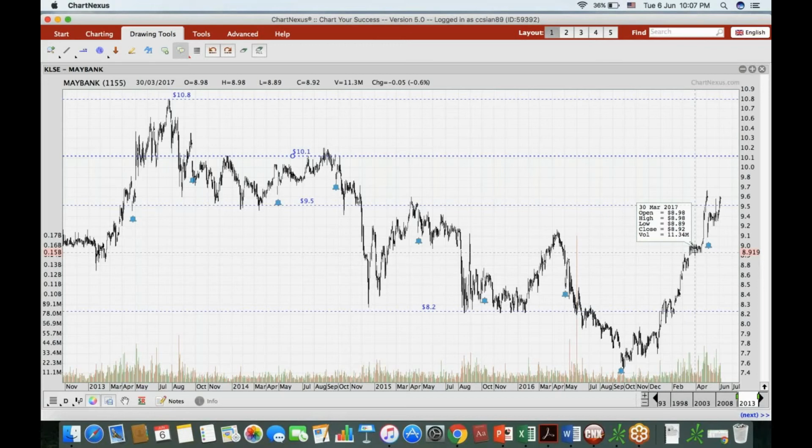So for me, it's a top-down approach. I look at the Malaysian economy, then I go to that sector, go to the industry, and I pick the company that has the greatest potential in that industry. Once I pick the stock, I go to the charts and see what the likely entry point and exit point are. Okay. Now the next question is technical analysis versus fundamental analysis.